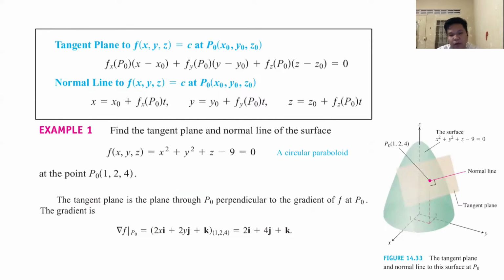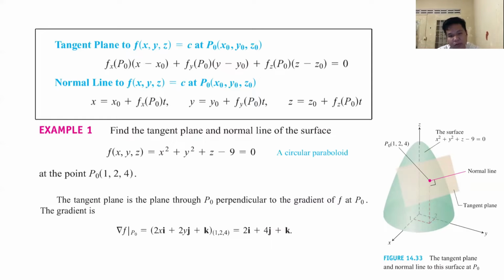Now, we derive the formula of the tangent plane and normal line. As we see on the screen, the tangent plane to the surface f of x, y, and z equal to c at p sub 0 is fx at p sub 0 multiplied by x minus x sub 0, plus fy at p sub 0 multiplied by y minus y sub 0, plus fz at p sub 0 multiplied by z minus z sub 0, equal to 0.